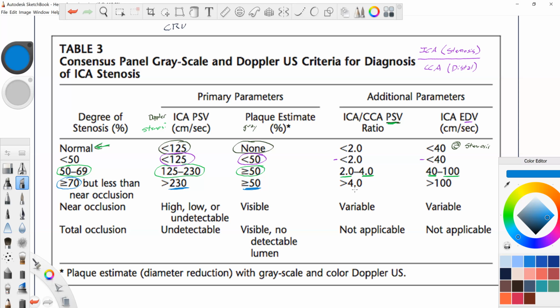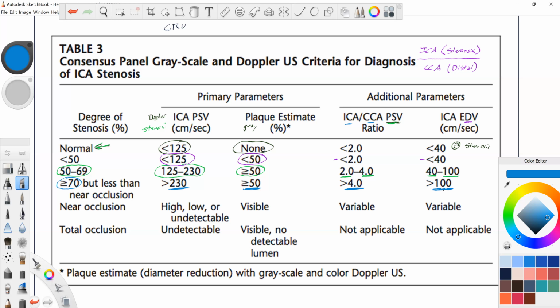ICA, CCA ratio is now greater than 4. So that's a pretty big difference. So that means the velocity in the CCA was considerably different than the ICA. The ICA is going much faster than the CCA at this point. In fact, it's going so fast that the end diastolic velocity continues to squeeze through at over 100 centimeters per second. Remember, this is the normal velocity for peak systole, and now its end diastole is 100.